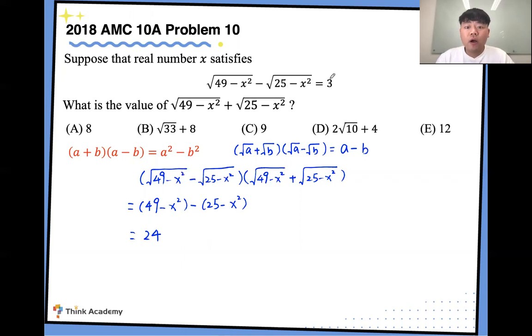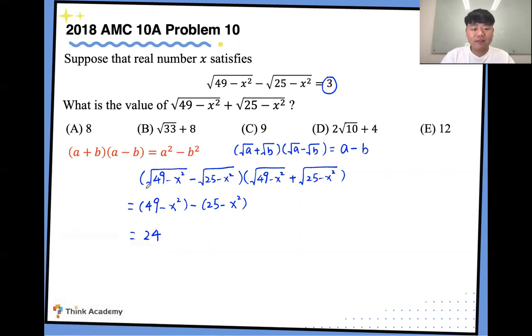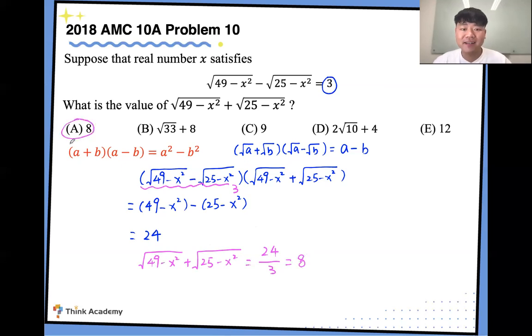And we already know the value of one of the factors, which is 3. So now we just need to use the substitution. This guy is equal to 3, and we're looking for this. So square root of 49 minus x squared plus square root of 25 minus x squared. It's going to be their product, which is 24 divided by 3. Then we have 8. We don't have to solve for x. And then for this one, we just need to choose a, and that's it.